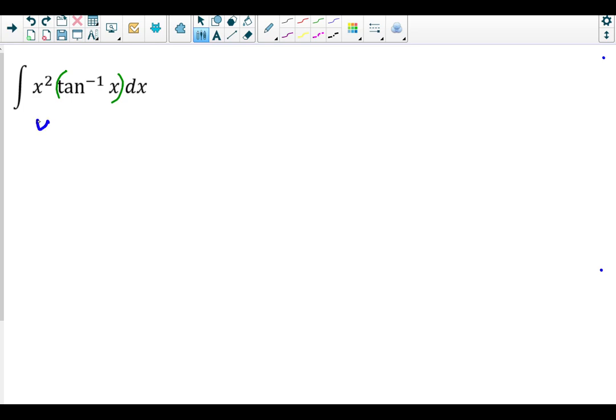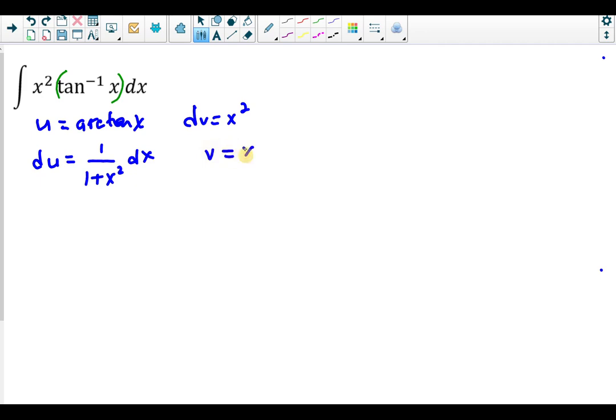Let u be equal to tangent inverse, also known as arctangent of x, and dv be equal to x squared. Okay, so what is the derivative of arctangent? 1 over 1 plus x squared, right? Because think going backwards, the integral of this is arctangent, right? So the derivative of arctangent is 1 over 1 plus x squared. Okay, what about the antiderivative of x squared? That's x cubed over 3.